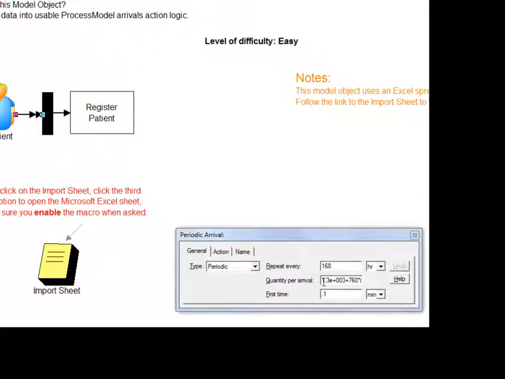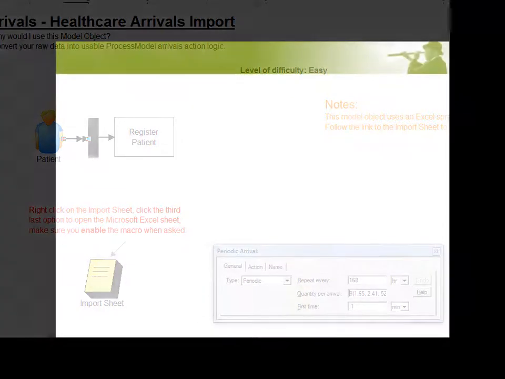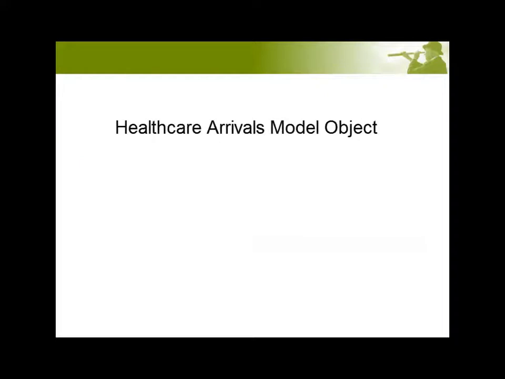In literally just a few seconds, you've seen how to turn thousands of lines of raw data into an accurate representation of arrivals in a healthcare environment. This model object will save you a ton of time, increase your quality, and improve your model accuracy.